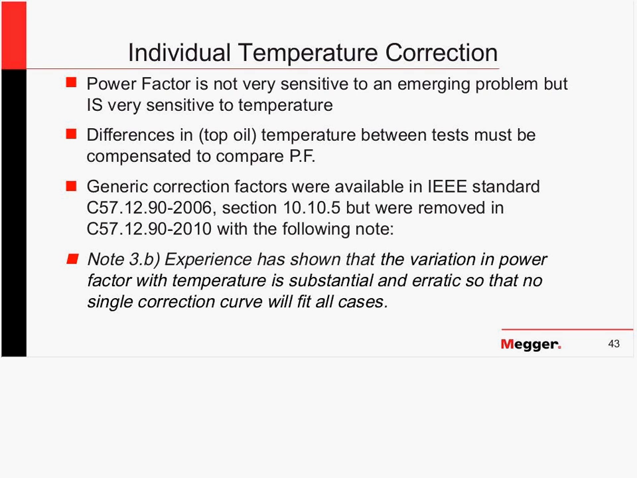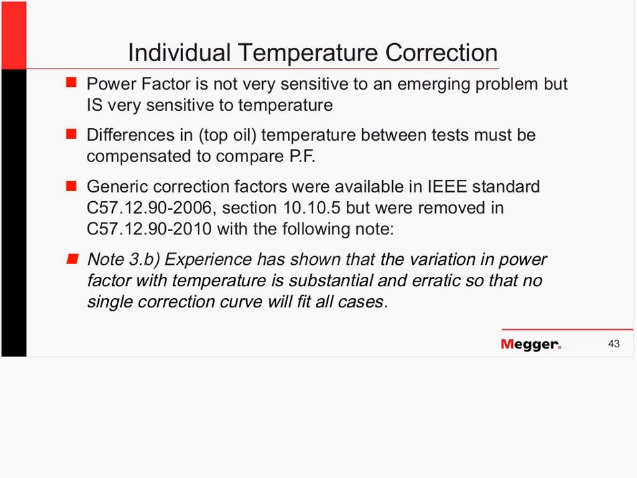So power factor is not very sensitive to an emerging problem, but it is very sensitive to temperature. And so when we power factor test, we have to pay attention to temperature, particularly if you're going to institute an analysis approach of comparing and trending. Differences in your temperature between tests have to be compensated if you're going to compare between tests. So we always correct back to 20 degrees C base so that we can compare apples to apples, because we know, for example, if temperature gets really hot, our power factor is going to increase. But it's only increasing because the temperature is hot and not because the insulation is necessarily deteriorated.